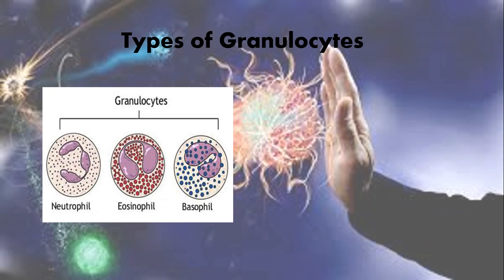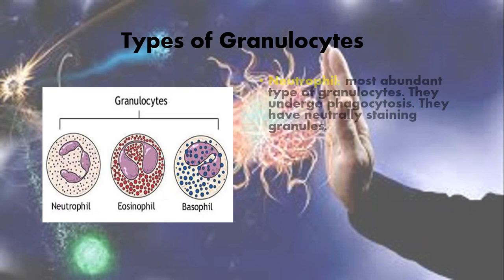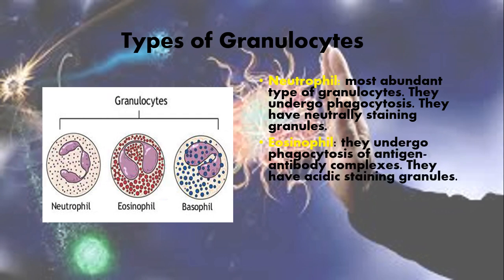Types of the granulocytes. As we said before, there are three types of granulocytes, which are the neutrophils, eosinophils, and the basophils. Neutrophils are the most abundant type. They are the most numerous type among all types of granulocytes. They have a very important property in undergoing a very important process, which is known as phagocytosis, or engulfing and eating, digesting any foreign body they might meet. And their granules can be stained by neutral dyes, and this is why we refer to them as neutrophils.